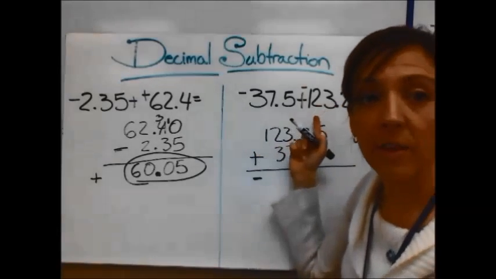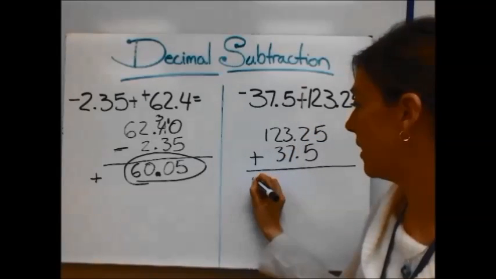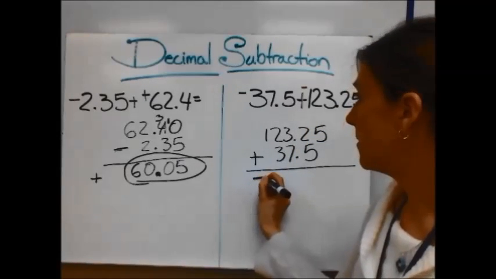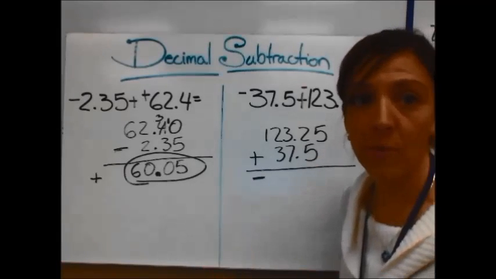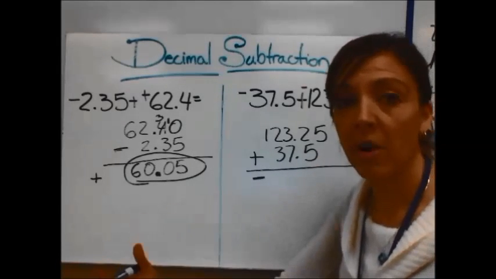A negative plus a negative I know is a negative. I'm going to go ahead and put my negative sign down here where my answer is going to go. And I'm going to add the two negatives together. Adding two negatives will give you more negativity, so I'm going to have an even larger negative.